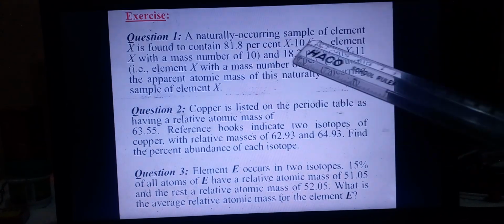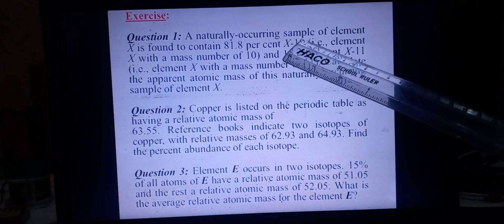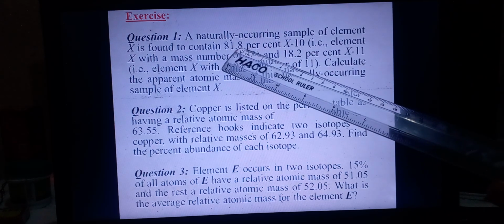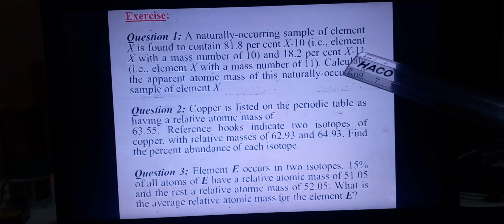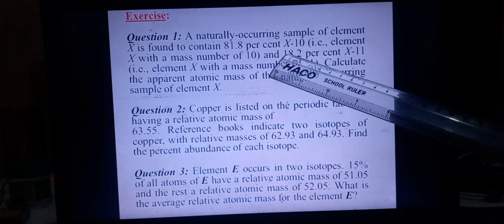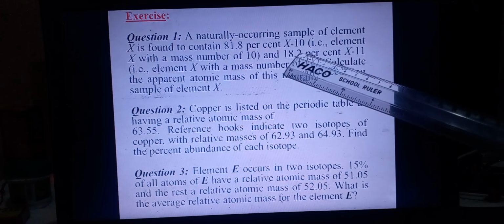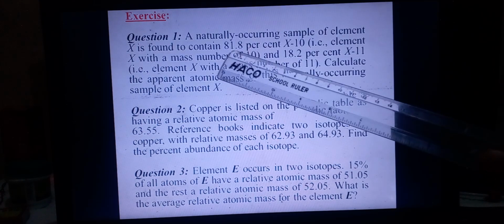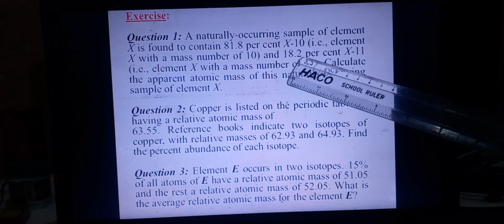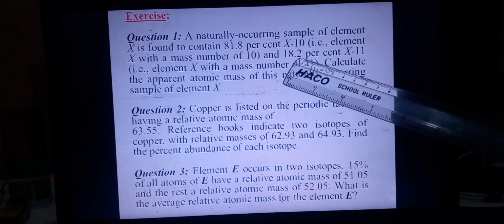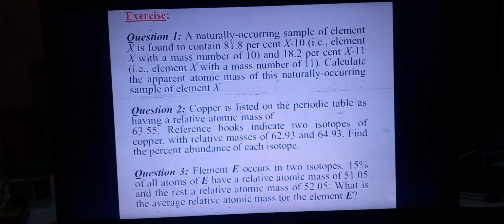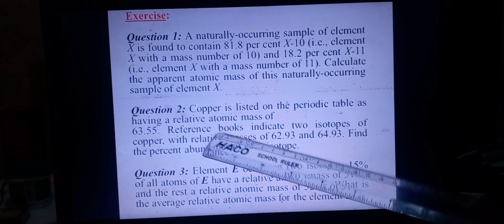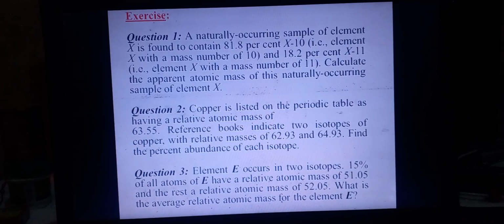X. So you take 10 times 81.8 in brackets, plus 11 times 18.2 in brackets, divided by 100. Because if you take 81.8 plus 18.2, you get 100%. So you divide by 100. With that in mind, you can work out the second example, question 2 and question 3.